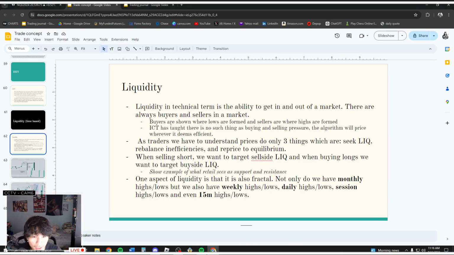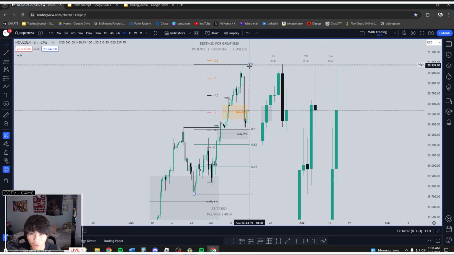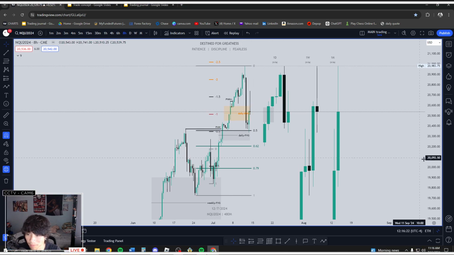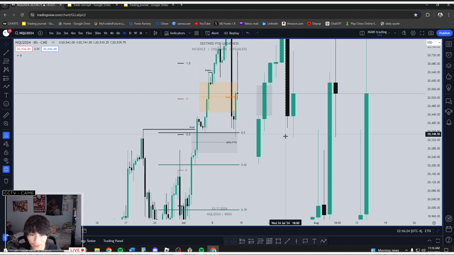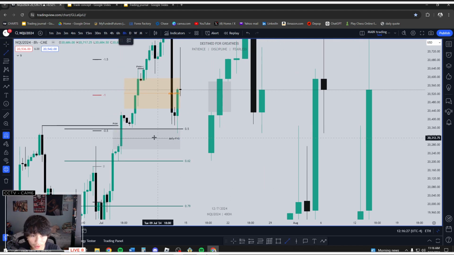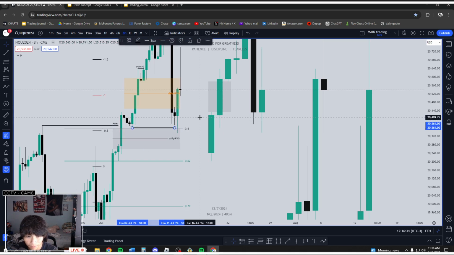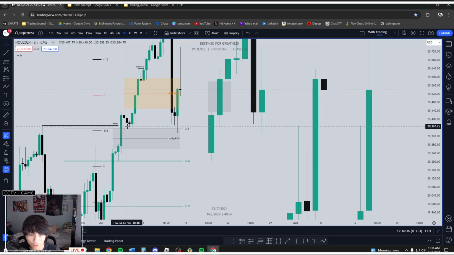Liquidity. Buyers are shown where lows are formed and sellers where highs are formed. So like I said, buy side liquidity is where sellers are selling from. Sell side liquidity is where buyers are at. So this swing low right here is technically where your target is. You want to target those buyers. But like I said, there are no buyers, there's just an algo that runs price. But just view it like that, to make it a little bit easier and simpler in terms.